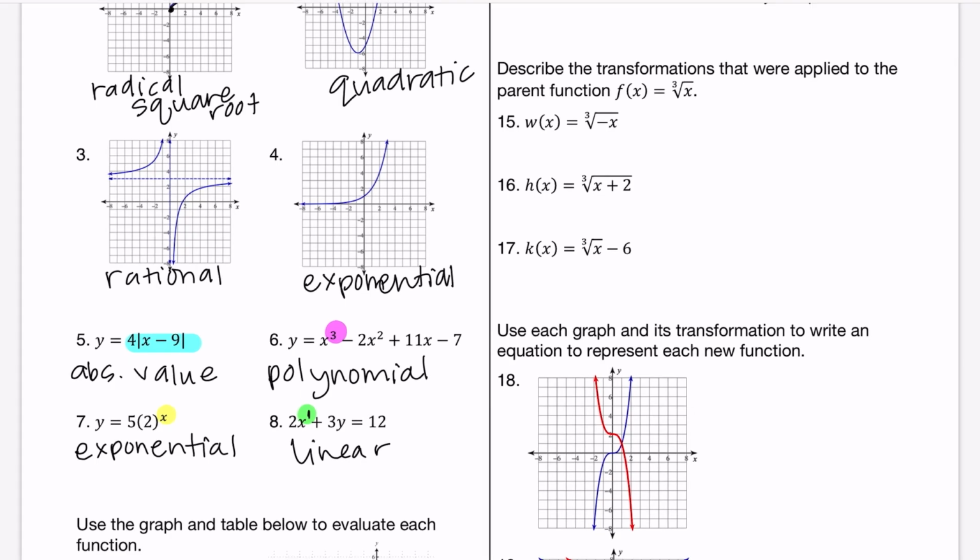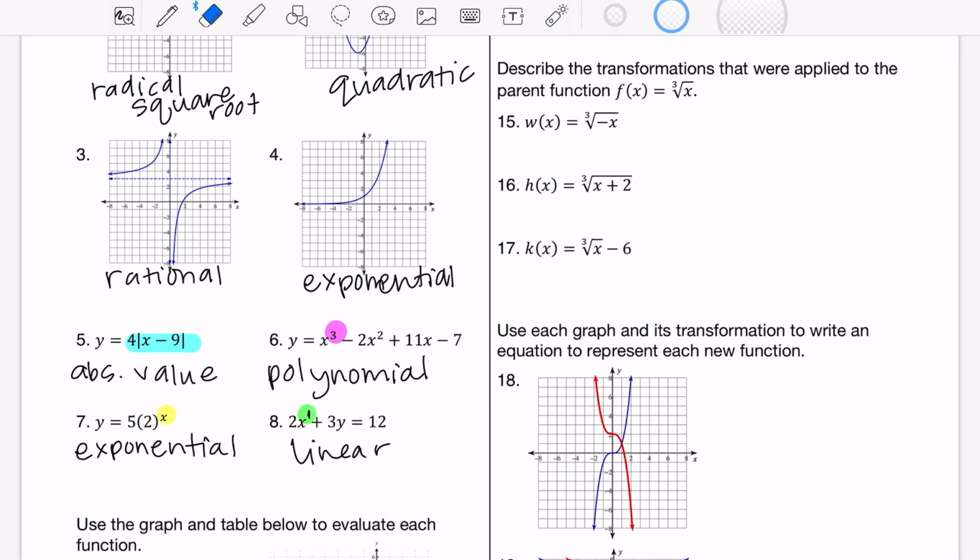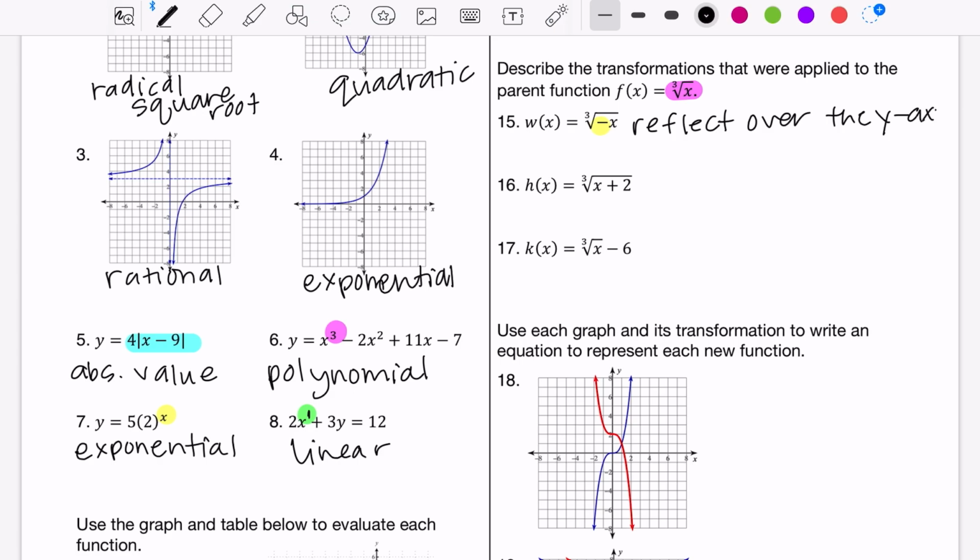Okay, now we have another new parent graph. This time our parent graph is actually the cube root of x. And so then we need to highlight what changes. So first we see here we have a negative, but that negative is grouped in with the x. So that's actually reflect over the y-axis.